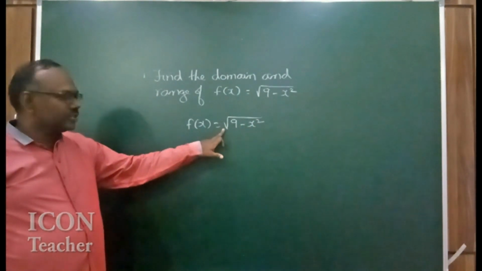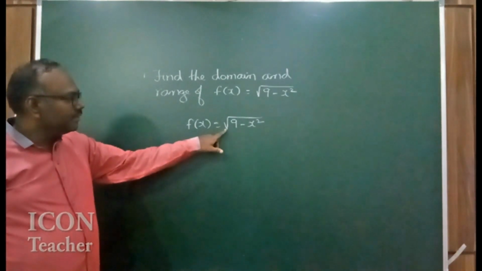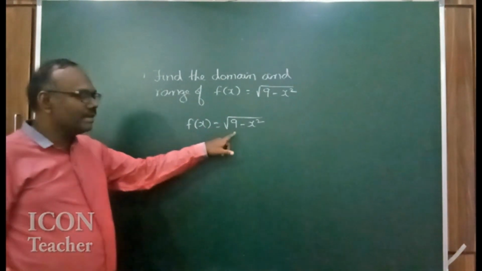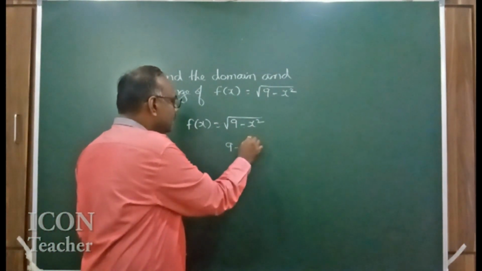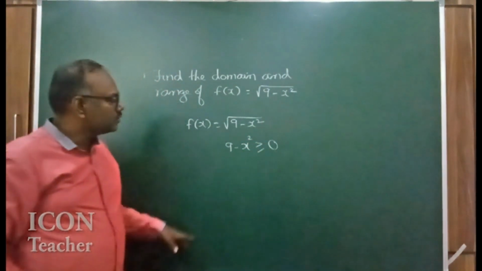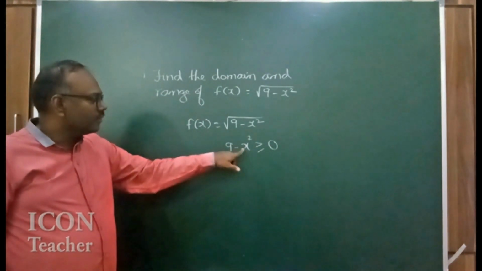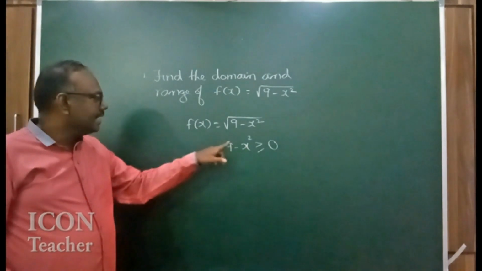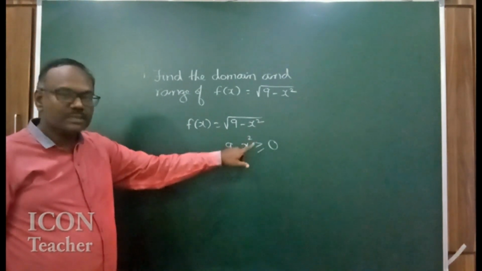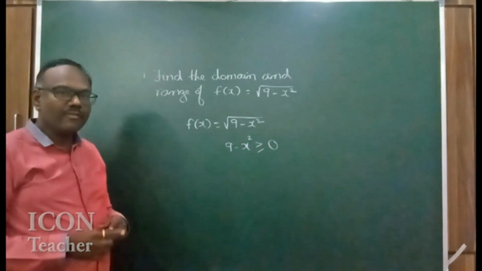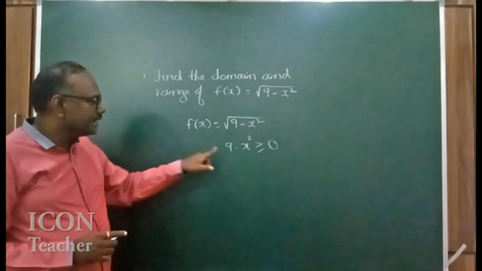Now in this function, this being a square root function, the square root will give you a real number only if 9 minus x square is positive, which means 9 minus x square should be greater than or equal to 0. On solving 9 minus x square greater than or equal to 0, we get those values of x for which 9 minus x square is positive. And f of x will be real only if 9 minus x square is positive. As you know, the domain of a function is those values of x for which f of x is real. So let us try to solve this.